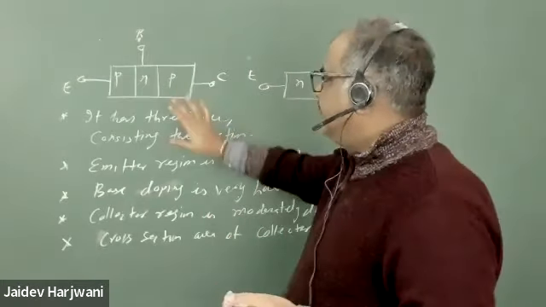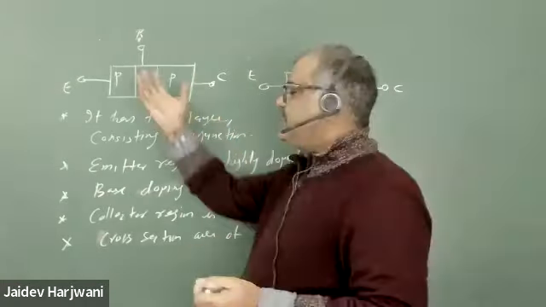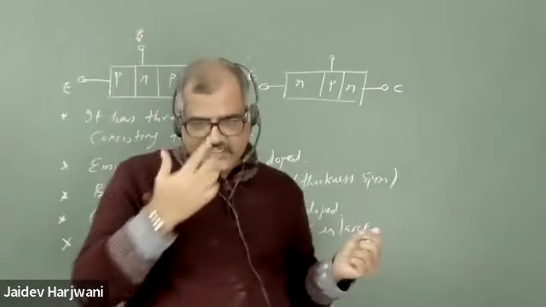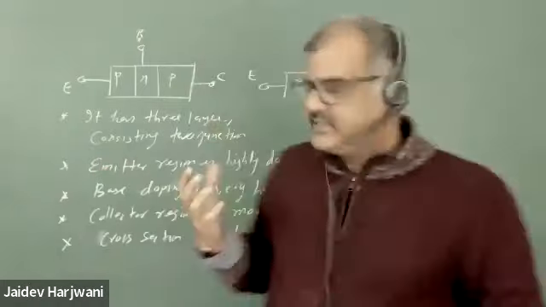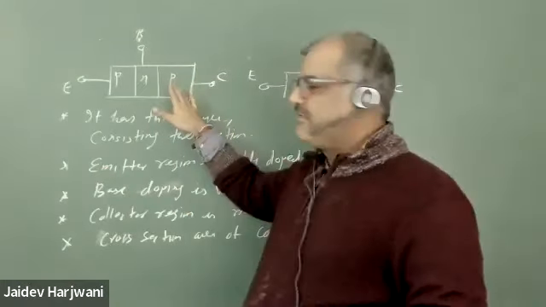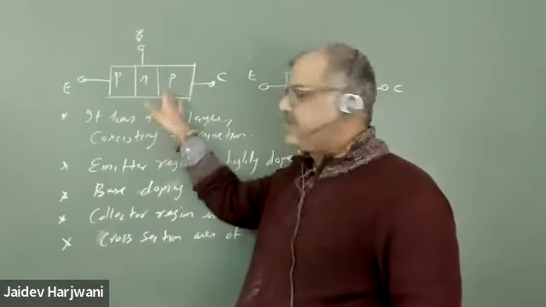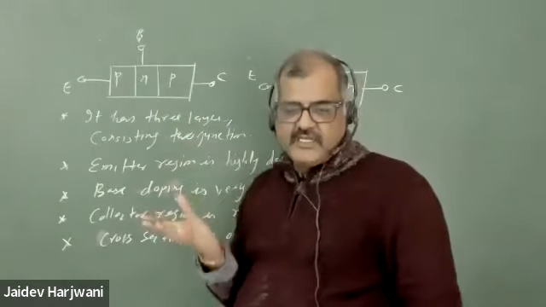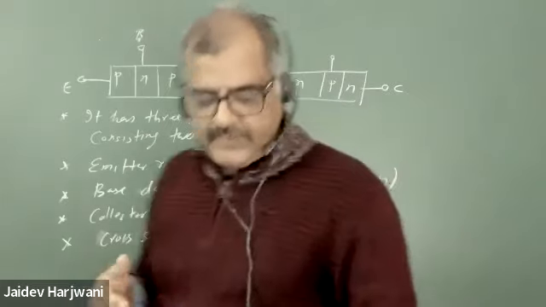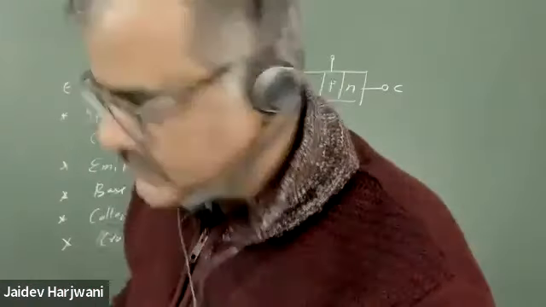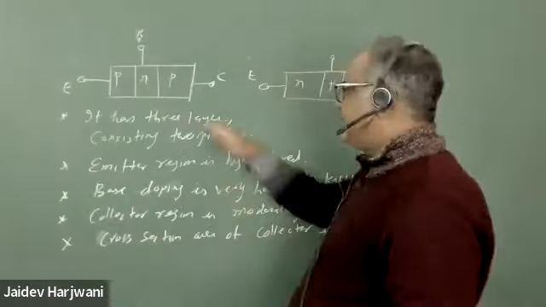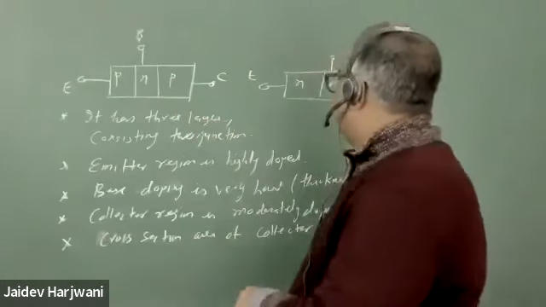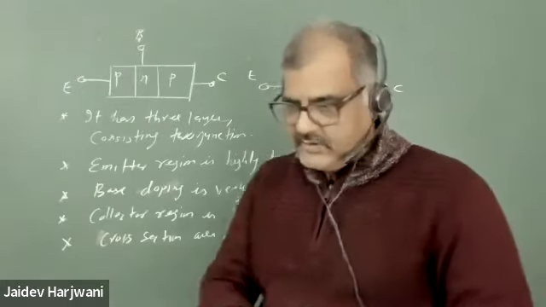Now the p region is the collector. It has to collect all the charge carriers, so obviously more power will be generated, more current will come, and more resistance will be there. So we keep this cross-section area high so that it can easily dissipate heat. So these are the fundamental reasons why their constructions are different. Now we'll see how these operate.